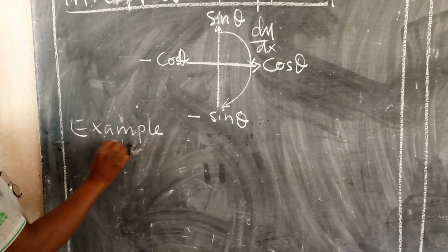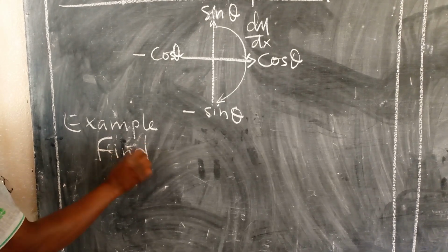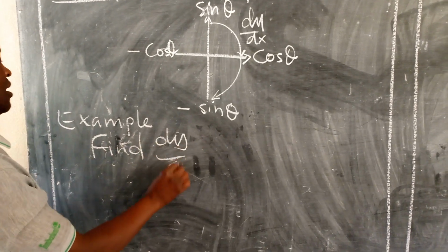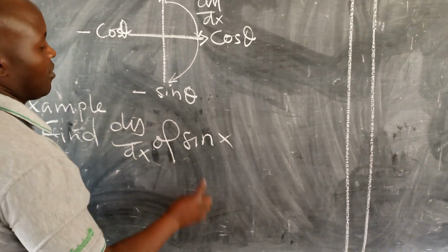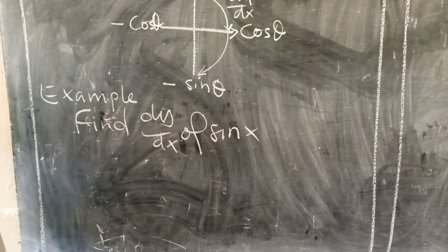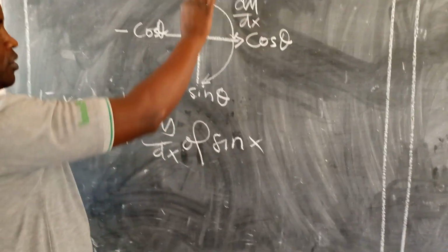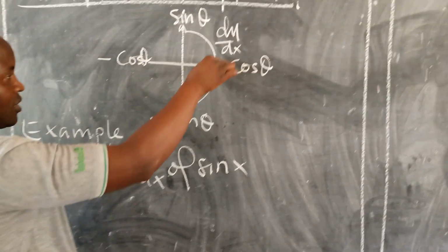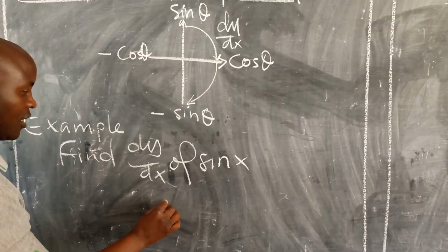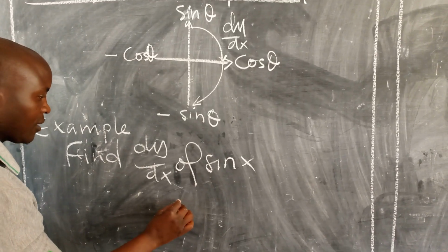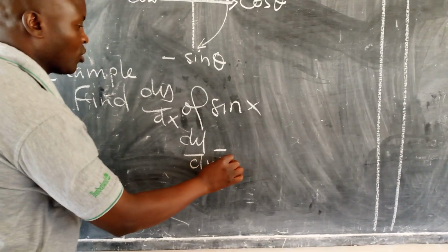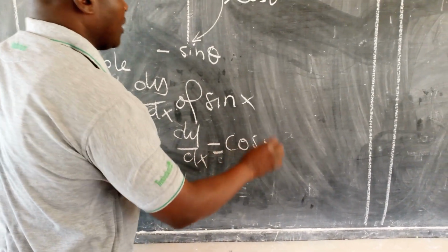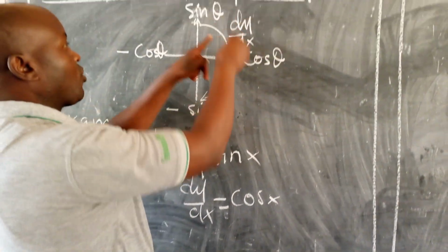Find dy dx of sine x. Find dy dx of sine x. I just have to come here to sine x. What is it going to be? Sine x, dy dx is equal to cos x. It means I come from there to there.